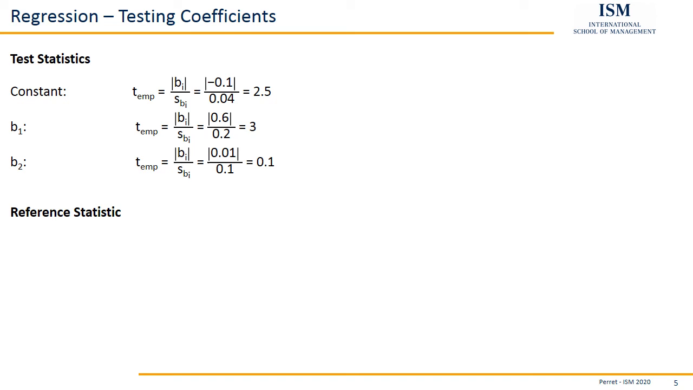So for each coefficient, we get 1 test statistic, but we only have 1 reference statistic. And that's here, T n minus k minus 1, 1 minus 1/2 alpha. For alpha, we know it's 5% again. The n, the number of observations, was 403. We have 2 independent variables, so k is 2. So we have 403 minus 2 minus 1, so 400 degrees of freedom. And for the second term, we have 0.975.